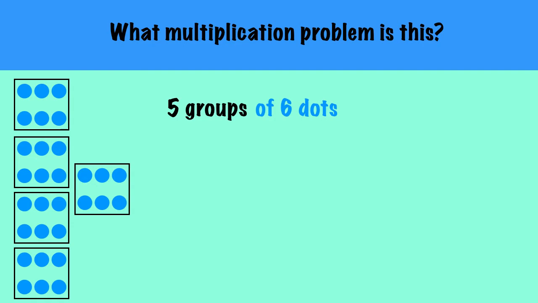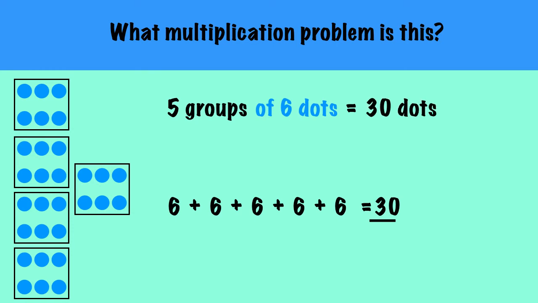To figure out what this equals, you could just add together 5 sixes. 1 6, 2 6s, 3 6s, 4 6s, 5 6s. It might take you a little while to add it up, but you could get 6, 12, 18, 24, 30. Altogether, this equals 30. So 5 groups of 6 dots would be 30 dots.